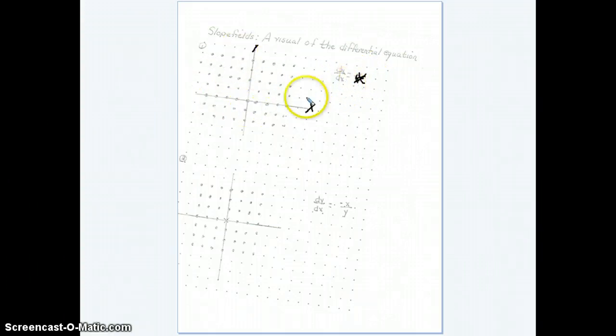And so the idea of the slope field is you are sketching at all these different points a little line segment with the slope given by the differential equation. So what do I mean by that? I mean, pick a point. So let's take the easiest point of all, (0, 0).